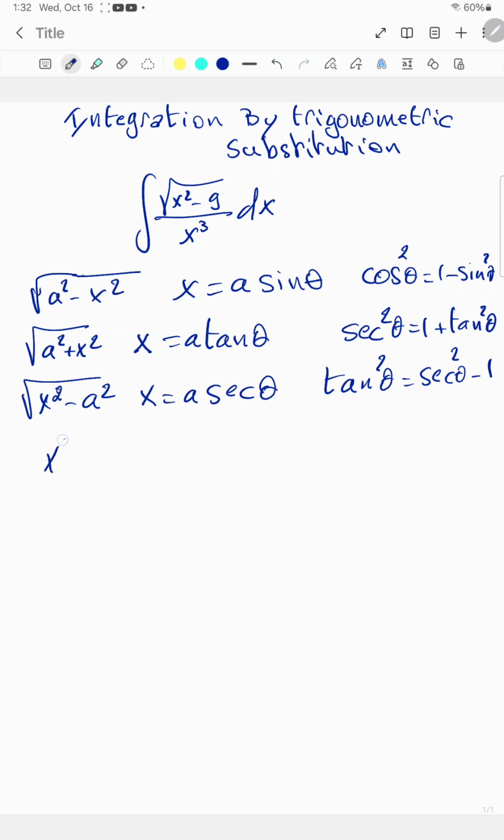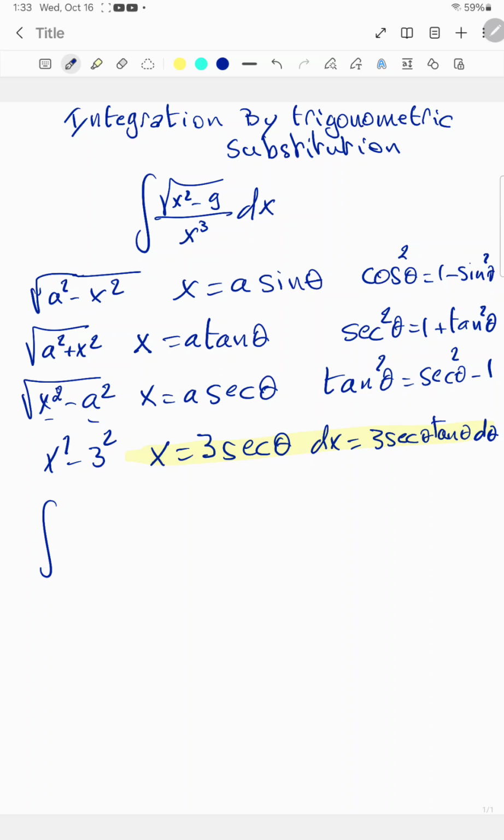Here I have x squared minus 3 squared, which is x squared minus a squared. So I take x equal to, I don't need a squared, I need a, so it is 3 sec of theta. So my dx would be 3 sec of theta tan of theta d theta. Let's highlight this. I took that, so we will use it. And now let's replace x and dx in the integral by their values.